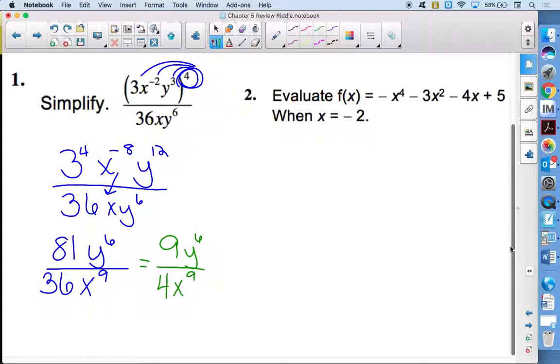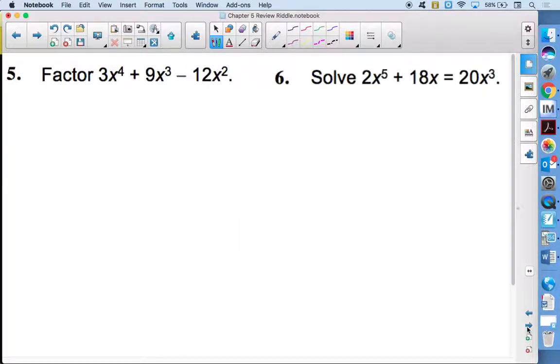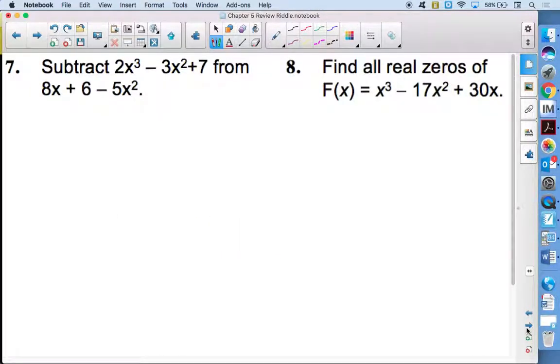All right, if you go to the last problem and look at number 8, there isn't a number 9. Number 8 says find all the real zeros of the function x cubed minus 17x squared plus 30x. What are you finding if you're finding the zeros? Alex? The x-intercepts. So you're going to need to remember, if it says to find a solution, you're finding x. If it says to find zeros, you're finding x. How do you find them? Like, what process do we know to find x-intercepts?